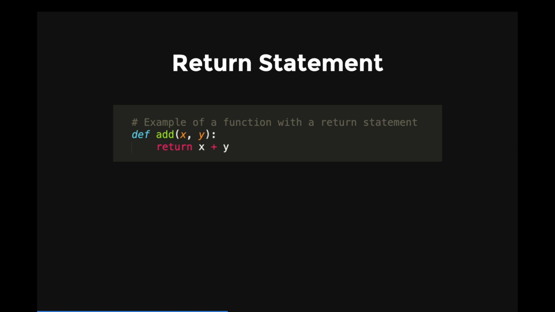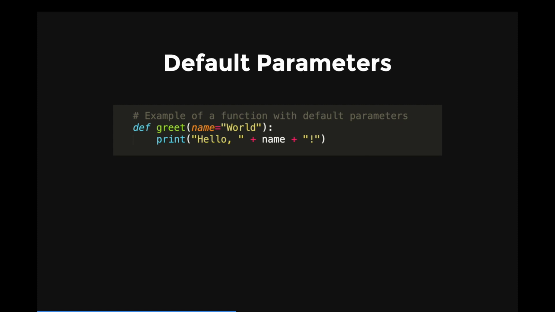Default parameters. You can provide default values for function parameters, allowing the caller to omit them when calling the function. So I can create a function as def greet, name equal to world. In this case, if no arguments are passed, it will just print hello world and you don't have to pass a value to it.